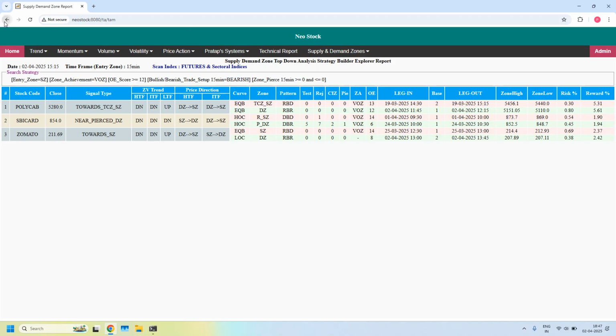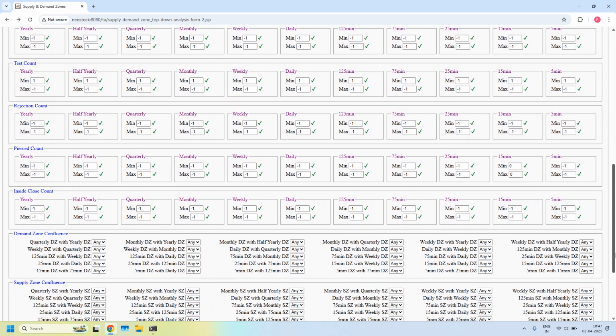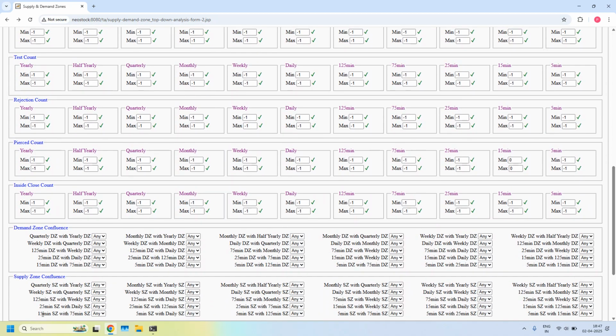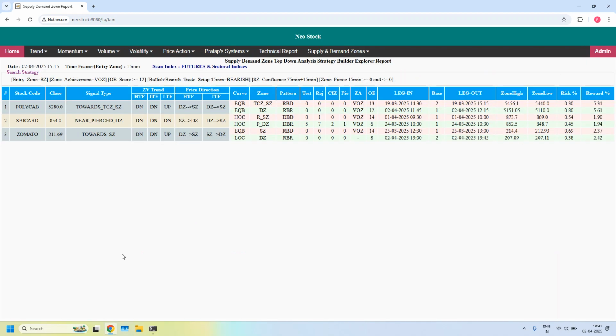So the first filter is LTF, ITF supply zone confluence. That is 15 minutes and 75 minutes supply zone confluence. I enable the filter. Out of 3, we got all 3 stocks. That means in all the 3 stocks, 15-minute supply zones overlapped with 75-minute supply zone. And 75 minutes trend is a downtrend in all the stocks.